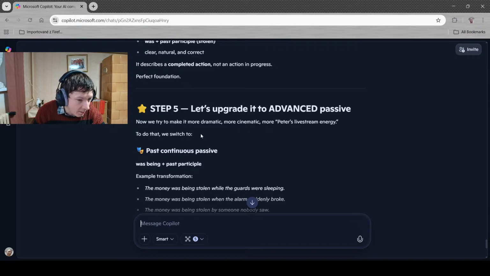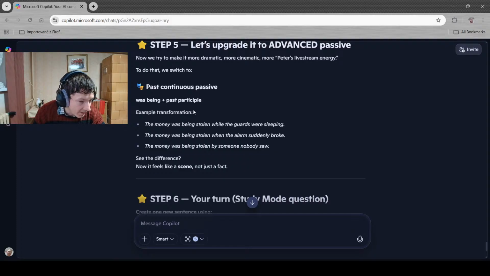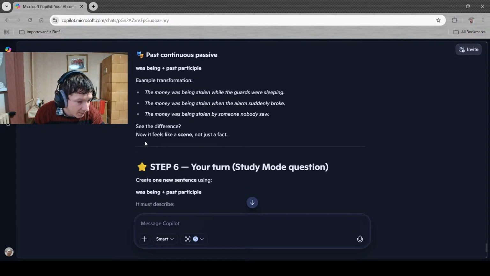Step 5. Let's upgrade it to advanced passive. Now we try to make it more dramatic, more cinematic, more Peter live stream energy. To do that, we switch to past continuous passive. Was being plus past participle. Example transformation. The money was being stolen while the guards were sleeping. The money was being stolen when the alarm suddenly broke. The money was being stolen by someone nobody saw. See the difference? Now it feels like a scene, not just a fact.